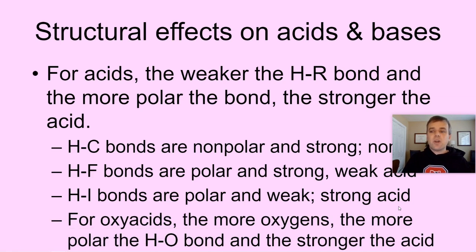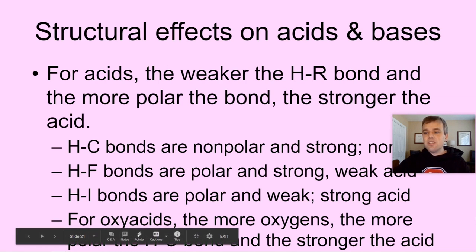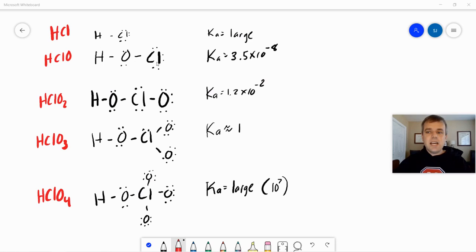And then for oxyacids, which are, as you might guess, acids with oxygen in them, the more oxygens you add, the more polar that hydrogen oxygen bond becomes, and the stronger the acid is. So, we're going to take a look at some examples with that. So, here I have five different acids that contain hydrogen and chlorine.